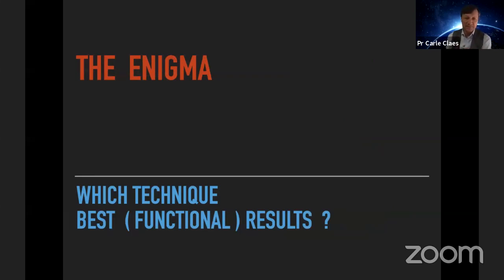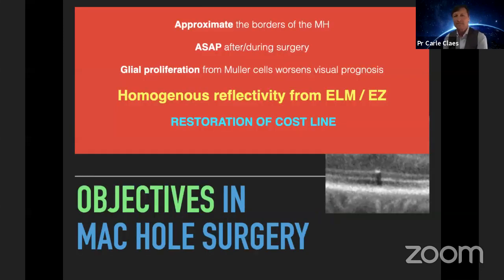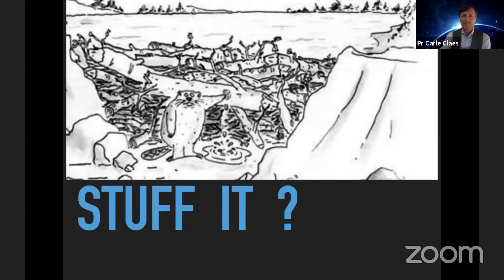So among all these different techniques, which is the best technique for your patient, or which can give the best results? The aim is to approximate the borders of the macular hole as soon as possible after and even during the surgery. We know that glial proliferation from the free Muller cells worsens visual prognosis. And we aim for a homogeneous reflectivity from the ELM or the EZ zone and restoration of the cost line, as you notice in the slide over there.